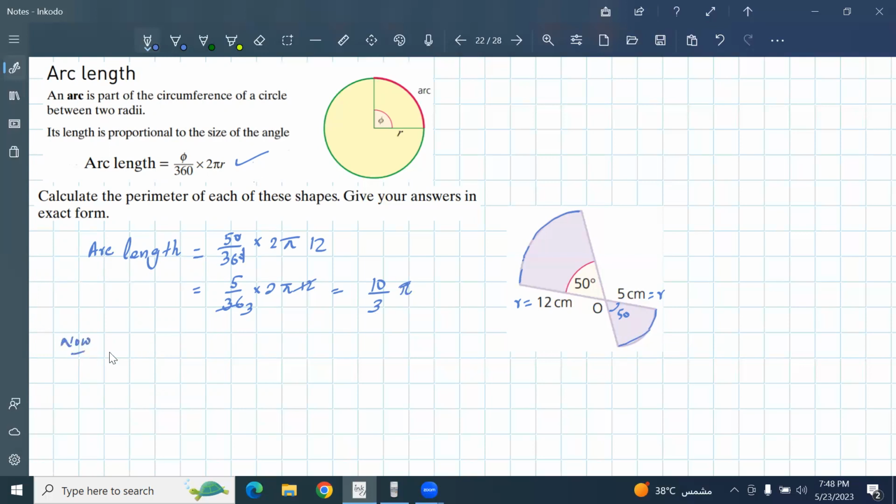Now the next arc length is angle 50 over 360 multiplied by 2 pi r, where r is 5. We will try to simplify. Cancel 0 and 0. We have 5/36 pi into 5. We cannot cancel with 5/36, so it is 25/36 pi.